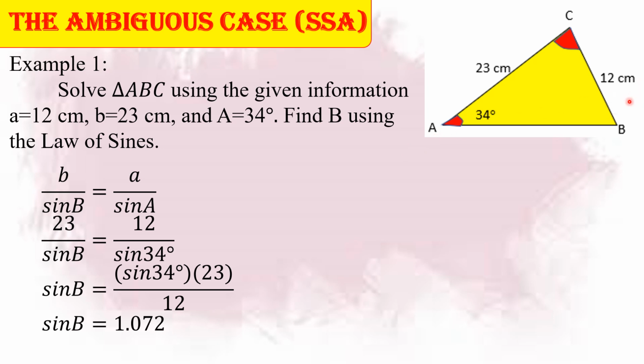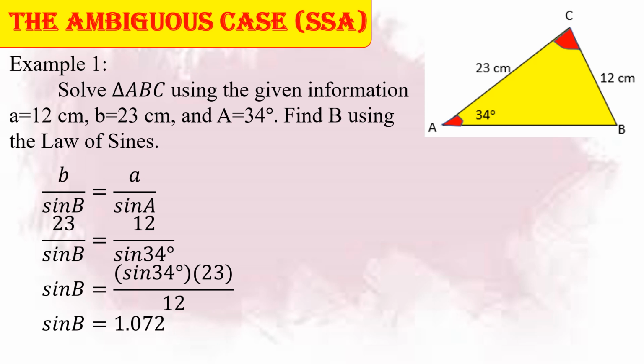So, why not C? Because C is unknown, so we don't use that. So B over sine B is equal to A over sine A, and then just substitute the values. Our side B is 23 centimeters, over sine B, which is the unknown, is equal to side A, which is 12, over sine A, which is 34 degrees.